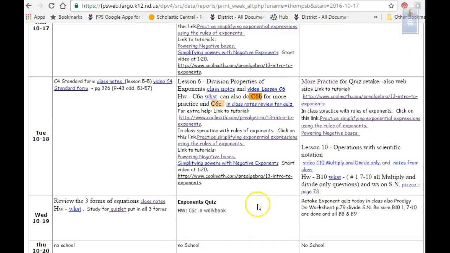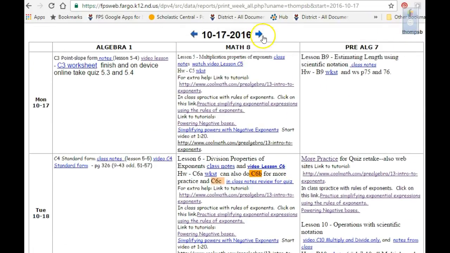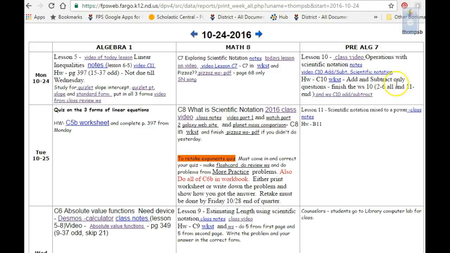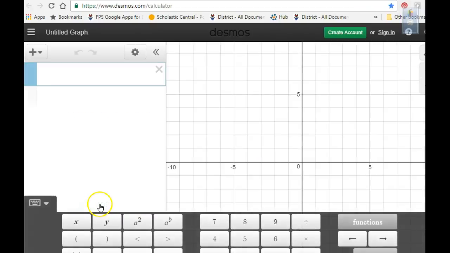I need to go to this week. On this week, you will see Desmos calculator. That's what I want you to go to. I want you to go to Desmos calculator. So yours should look like this. Get it to Desmos, click on the calculator.